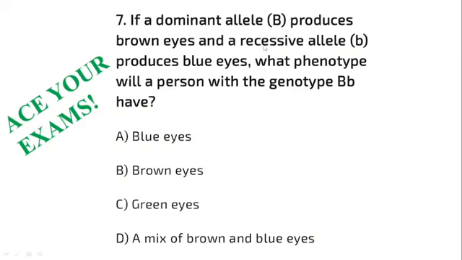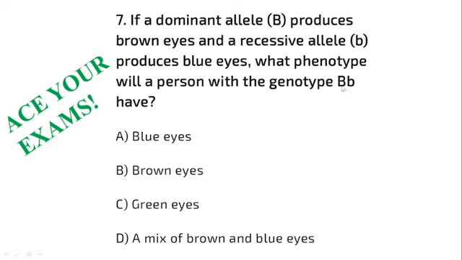Then we have a recessive allele represented by a small letter b. And this recessive allele produces blue eyes. In this case, you can consider the blue as defective. This one for B, for brown, is normal, for dominant. So the question is, what phenotype will a person with this genotype, which is heterozygous, have? So we have a dominant and a recessive.